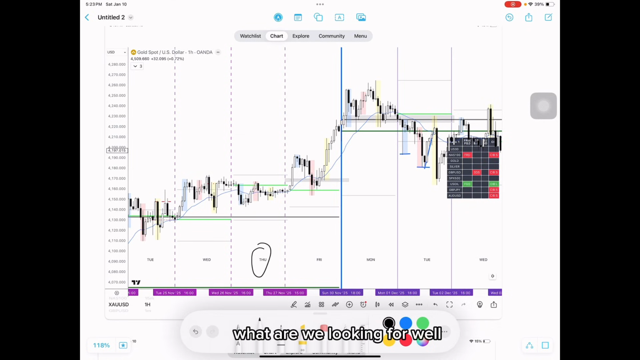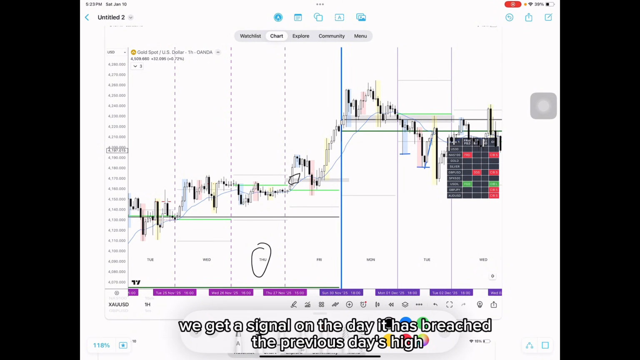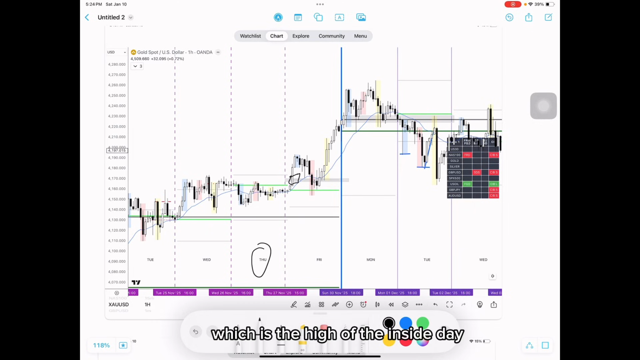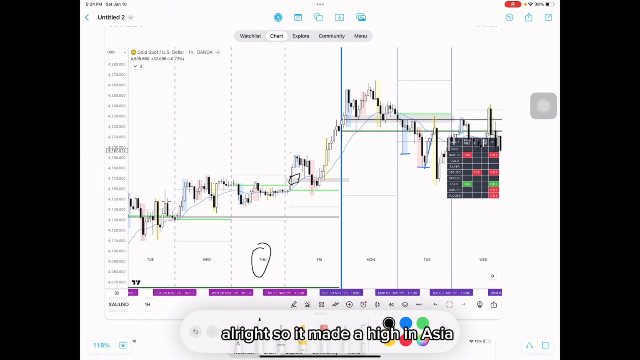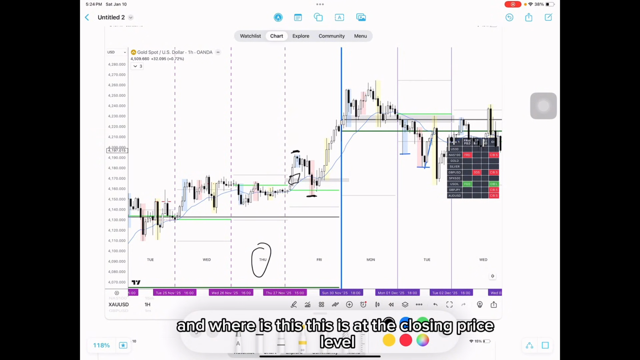So the next day, what are we looking for? Well, as you can see, we get a signal on the day. It has breached the previous day's high, which is the high of the inside day. So once it breaches the high, we're watching, right? If we're trading this in the New York session, which is the yellow box, then we're waiting for price to dump and coil at a level, all right? So it made a high in Asia. Then it made a low in London. And where is this? This is at the closing price level.